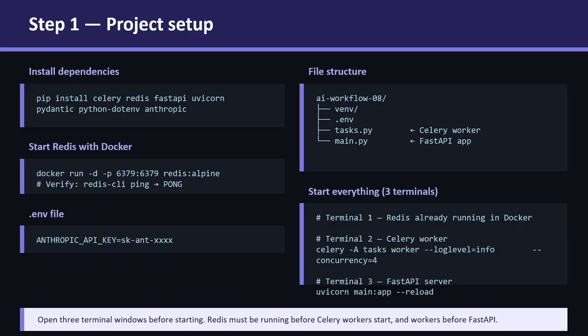You need 3 terminal windows. Terminal 1 has Redis already running in Docker. Terminal 2 runs the Celery worker. Terminal 3 runs the FastAPI server. You must start them in this order: Redis first, then workers, then FastAPI.